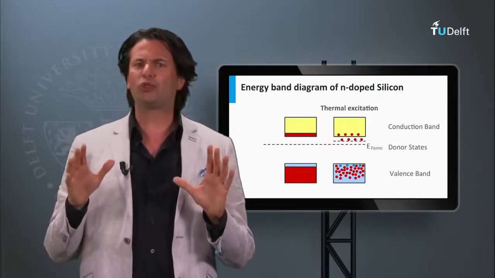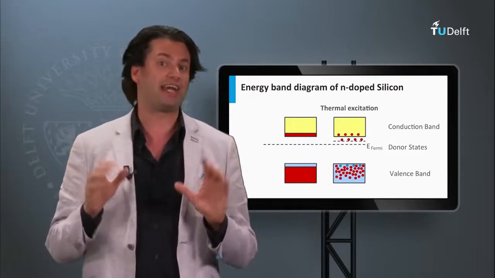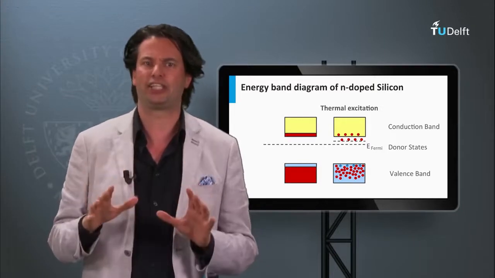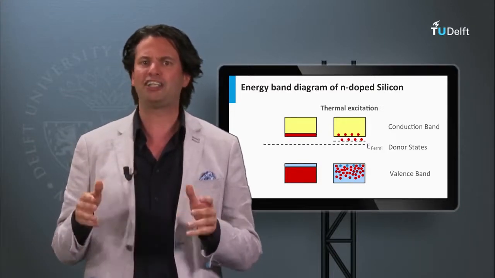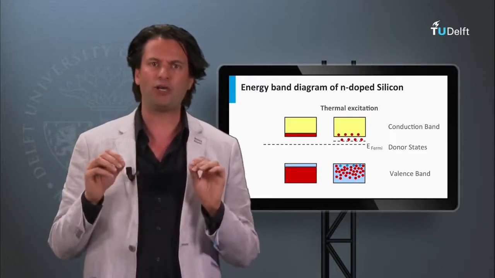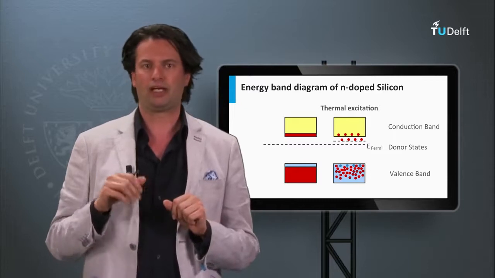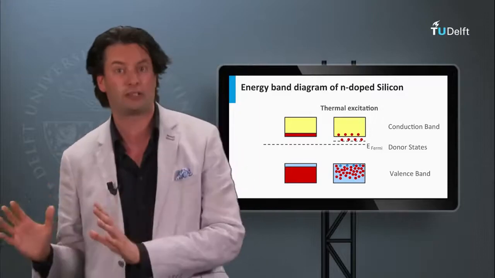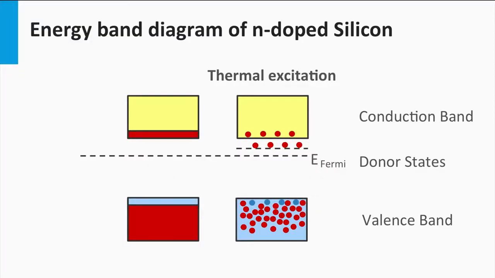N-doping of silicon can also be illustrated by an electronic band diagram. The phosphorus atoms are represented as donor states. These donor states have an energy level within the forbidden band gap of the silicon matrix, which can be occupied by electrons. The energy level of the donor states is closer to the conduction band than to the valence band. This means it requires much less energy for an electron to jump from the donor state to the conduction band than for an electron from the valence band to the conduction band.